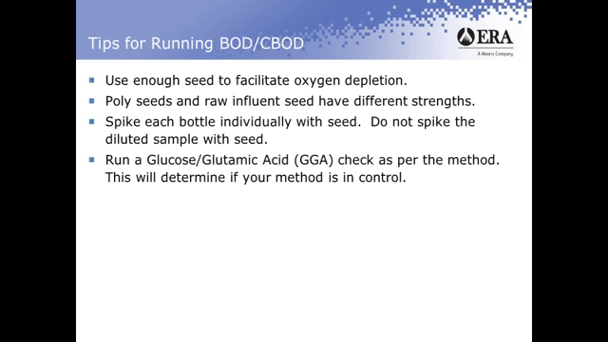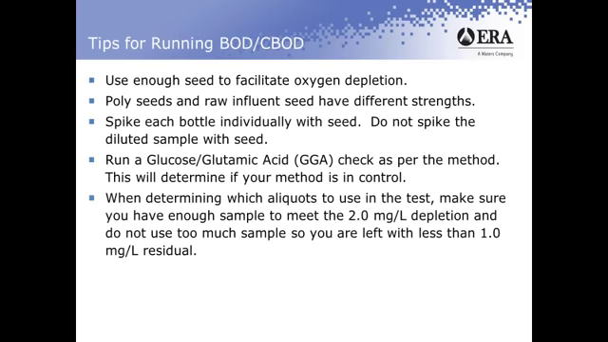So what's going to happen when you run your BOD is you're going to run a series of different dilutions, and you're going to determine in those dilutions which ones you're going to report for your BOD or your CBOD value. So when determining which aliquots to use in the test, you want to make sure that you have enough sample to meet the 2 milligram per liter depletion and that you do not use too much sample so that you're left with a less than 1 milligram per liter residual.